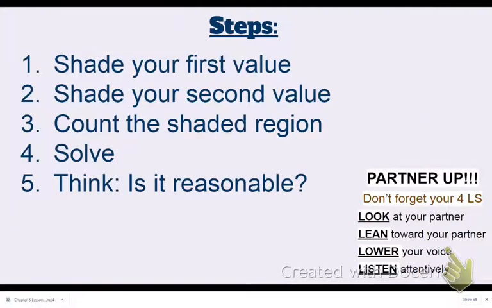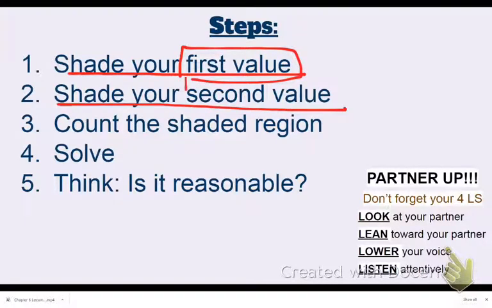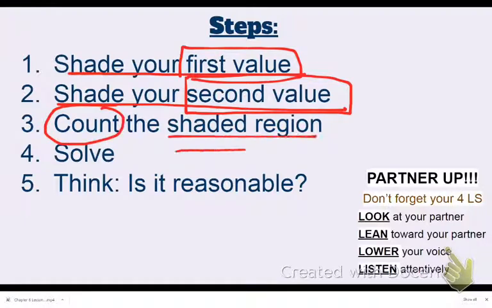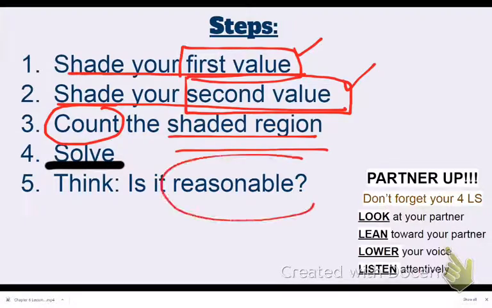All right, let's talk about the steps. 1, we're going to shade the first value. So color it in. Model how much you have in the first value. Step 2, we're going to shade the second value. Color in your diagram how much we have for the second value. Step 3, we're going to count all the shaded region. We're going to put it together. We're going to figure out how much is shaded in the first value and the second value together, so that we can solve. Finally, we can see, is it reasonable?